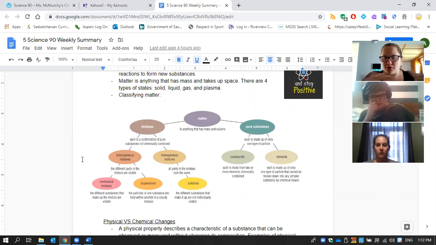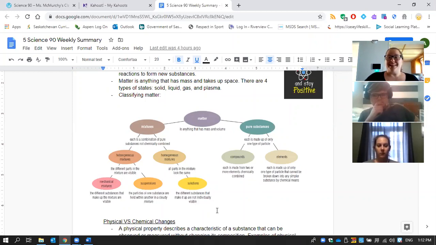We're just going to work with the basics of a heterogeneous mixture versus a homogeneous mixture. I'm not going to look at the specifics here because that's too much for us and not really the focus of our unit.